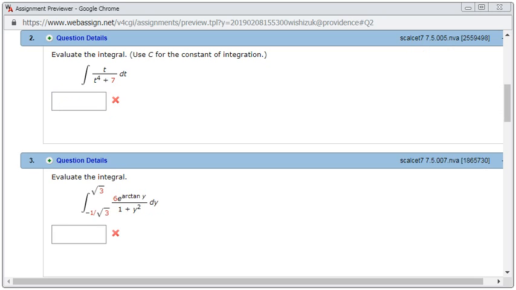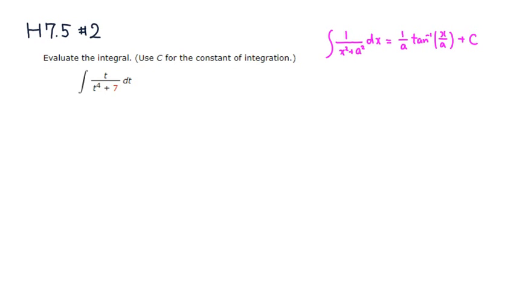Alright, let's look at homework 7.5, problem number 2. Let's evaluate this integral. I'm going to use a substitution here. I'm going to let u be t squared. Then we can take the derivative, du over dt is equal to 2t. Then we can take the reciprocal of both sides. Then we have dt over du is equal to 1 over 2t.